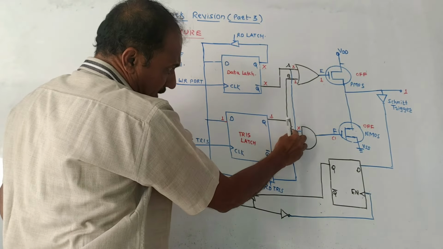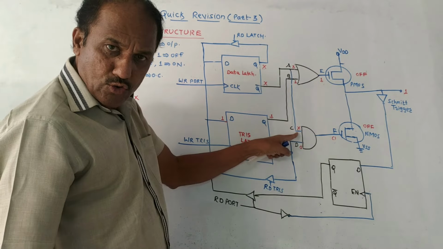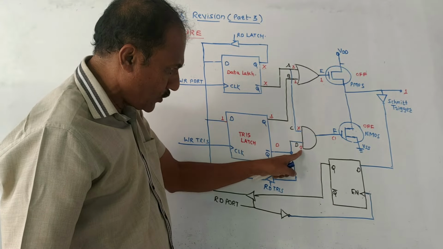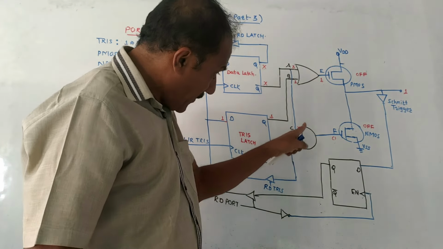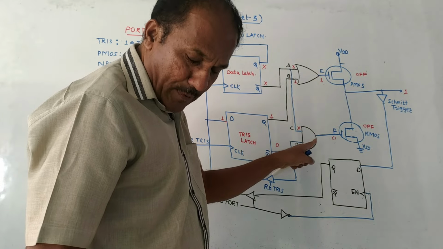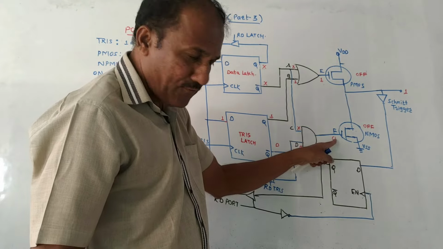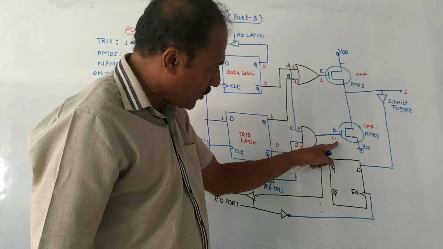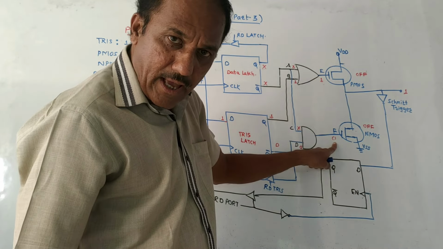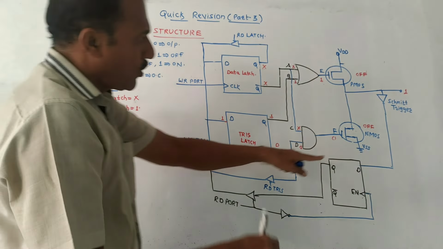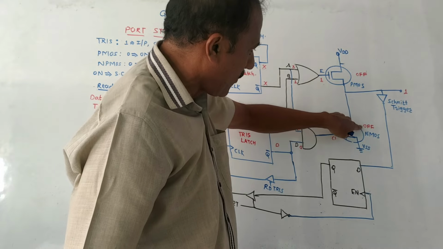Here look, A and C are the same. A is don't care, so C is also don't care. The D bit is connected to Q bar, which is 0, so D is 0. If any one input bit of the AND gate, this is the AND gate, is 0, the output is 0, so the output F of the AND gate will be 0. 0 is acting as an input to the NMOS. For the NMOS, 0 means the NMOS will be off, so here I have written off.